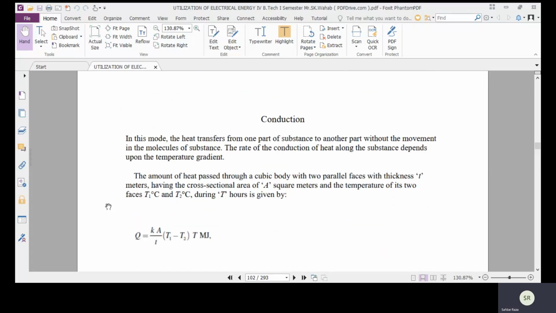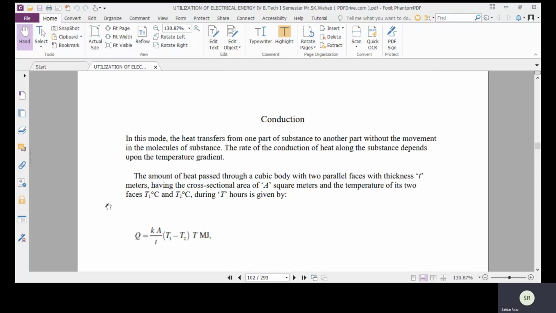Now, what is conduction? In conduction, the heat transfers from one part of the substance to another part without the movement of the molecules of the substance. Here the molecule is not going to travel from one place to another. There is just a vibrational form of energy in the molecule.